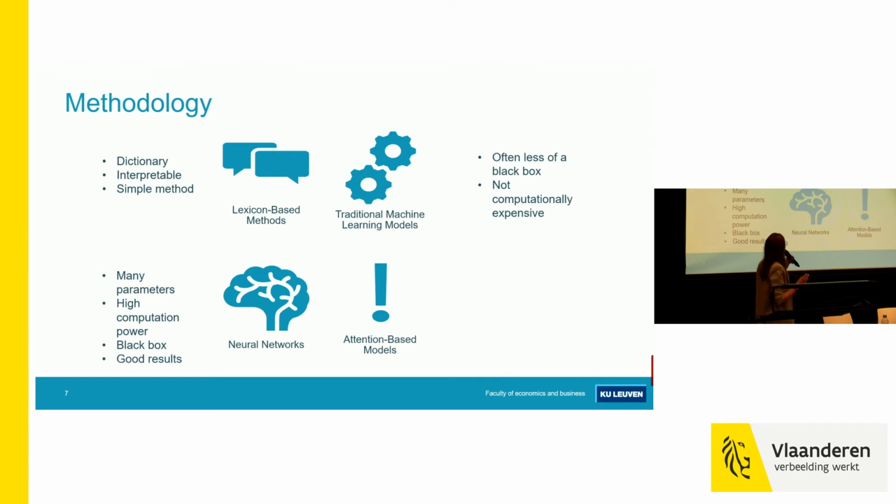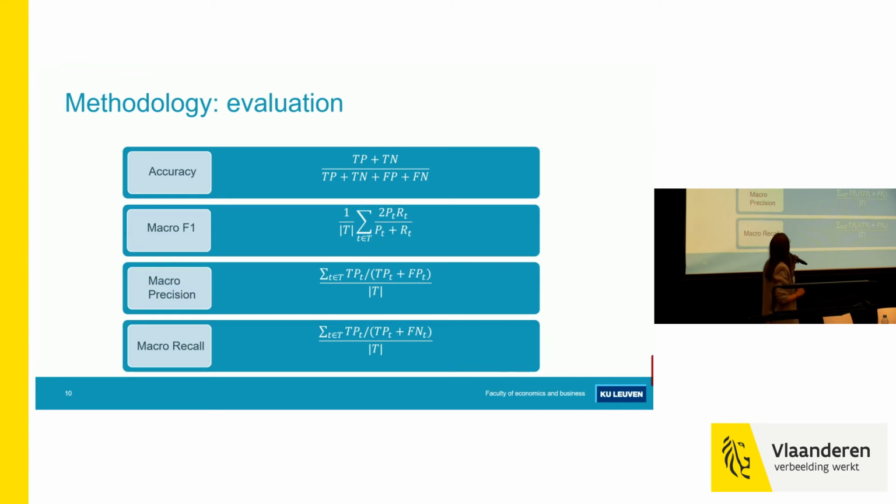Neural networks have many parameters. They are very computationally expensive. They are also black box models, so not easily explainable. However, they tend to result in very good performance. And then finally, the attention-based models, they also have many parameters and are very computationally expensive. However, these are the state-of-the-art models that are currently often used in NLP tasks, because they perform very, very well.